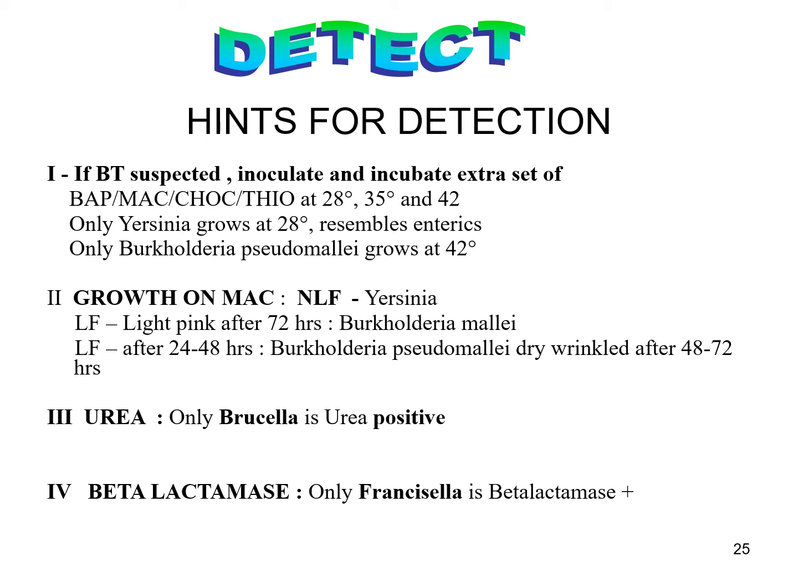Urea is helpful in identifying Brucella, which would be urea positive. And then beta-lactamase is helpful with Francisella, with that being a beta-lactamase positive organism.